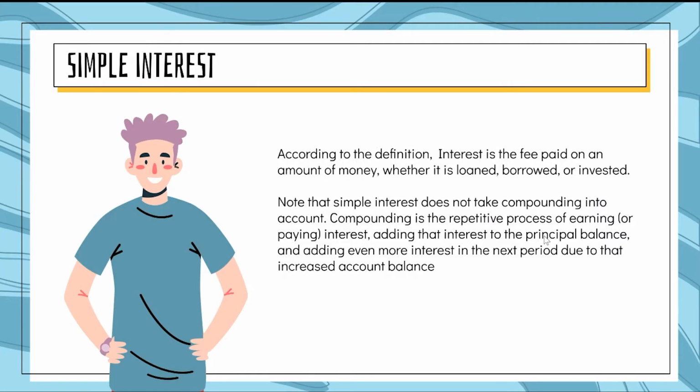Next one. Here it says, according to the definition, interest is the fee paid on an amount of money, whether it is lent, borrowed, or invested. Here is a note that simple interest does not take compounding into account. Compounding is the repetitive process of earning or paying interest. This is compound interest, where you can say paying or taking into the account. Go to the next.